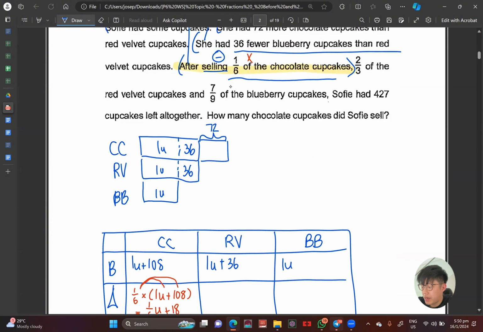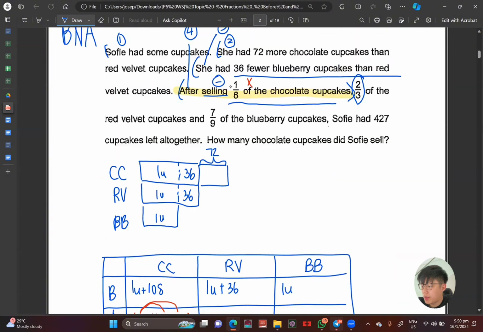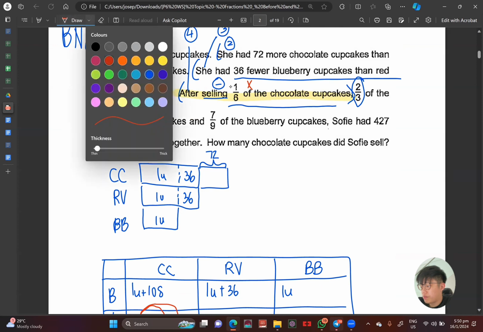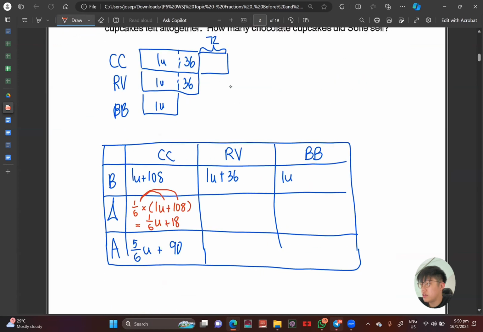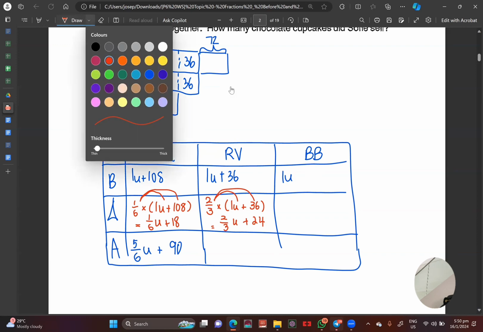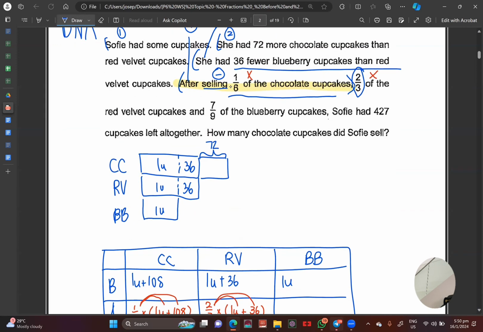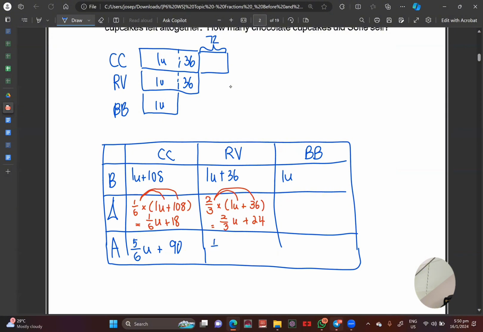Do the same thing for red velvet. It says 2/3 of the red velvet. So what is the meaning of of? The word of in math, it is always to multiply. Okay, so we are just going to do 2/3 times 1 unit plus 36. Okay, same thing, we are going to use the rainbow method. 2/3 times 1 unit, that gives me 2/3 unit. 2/3 times 36, that gives me 24. So same thing over here. All right, I sold 2/3 of the red velvet. I'm left with 1/3 units. 36 minus 24, I'll get an answer of 12. And that is for red velvet.